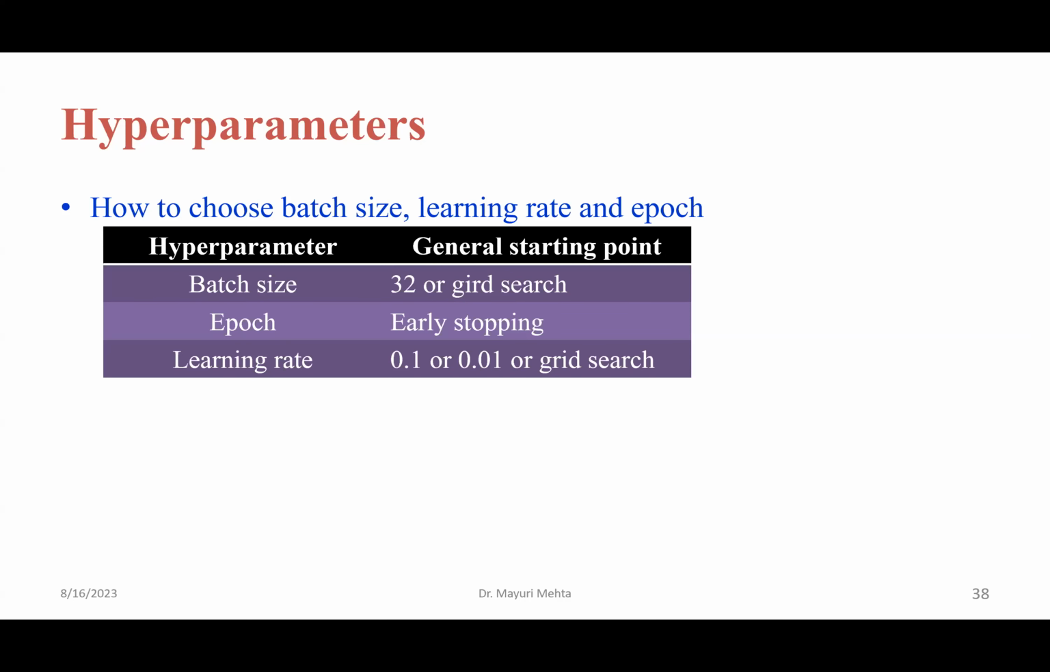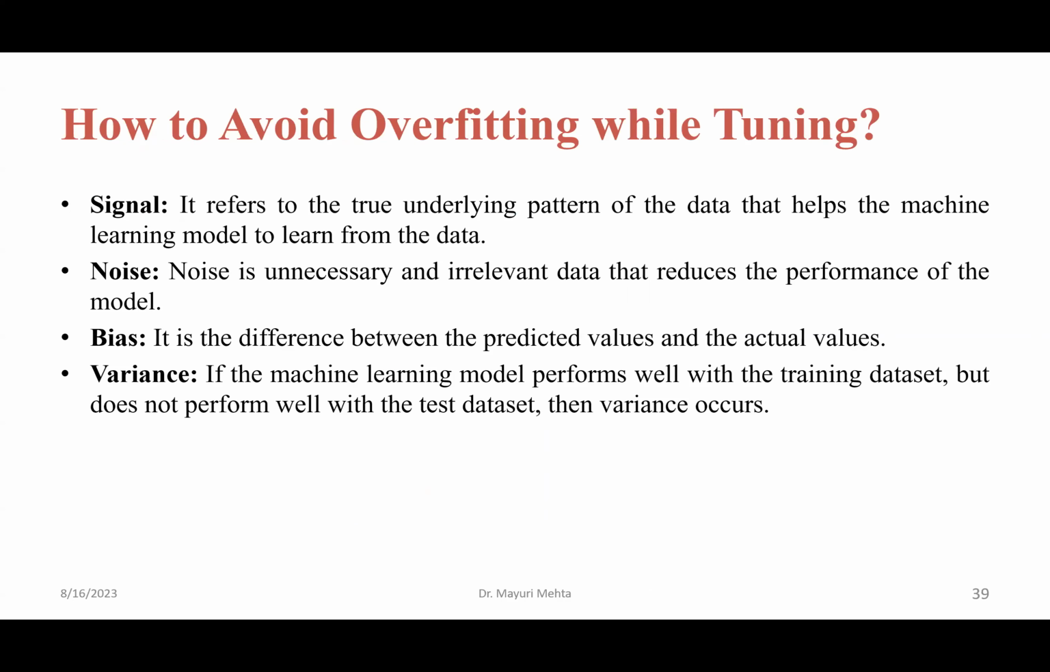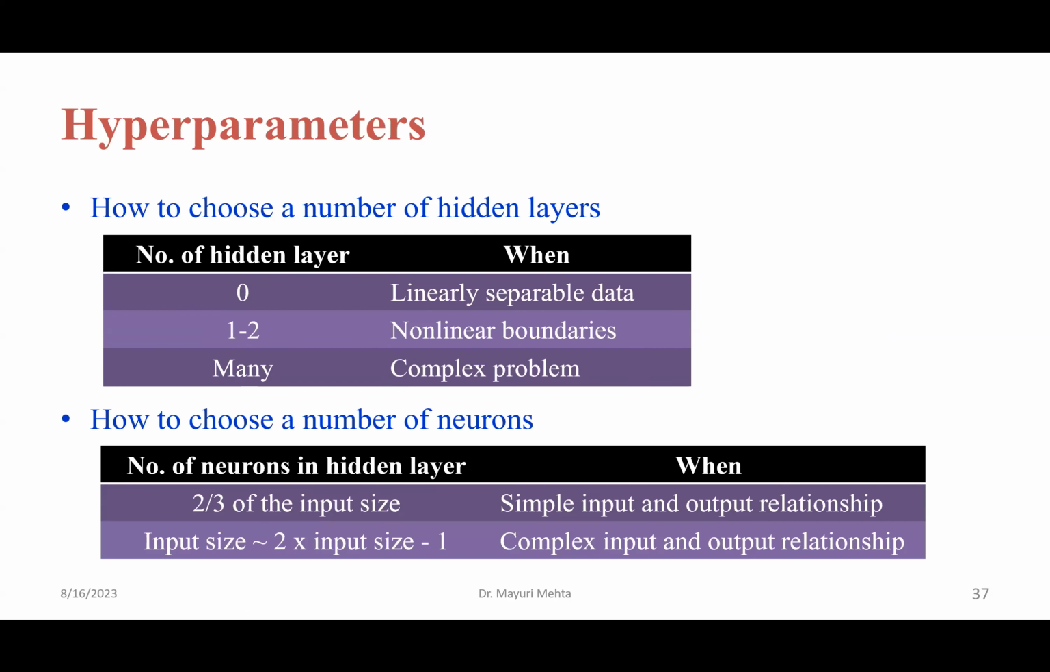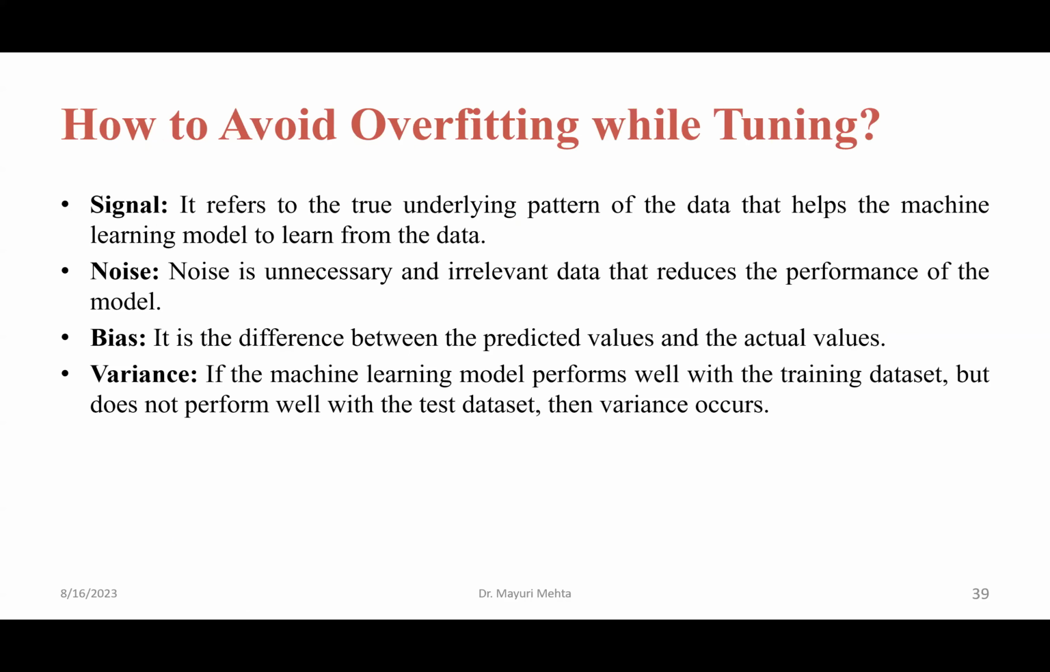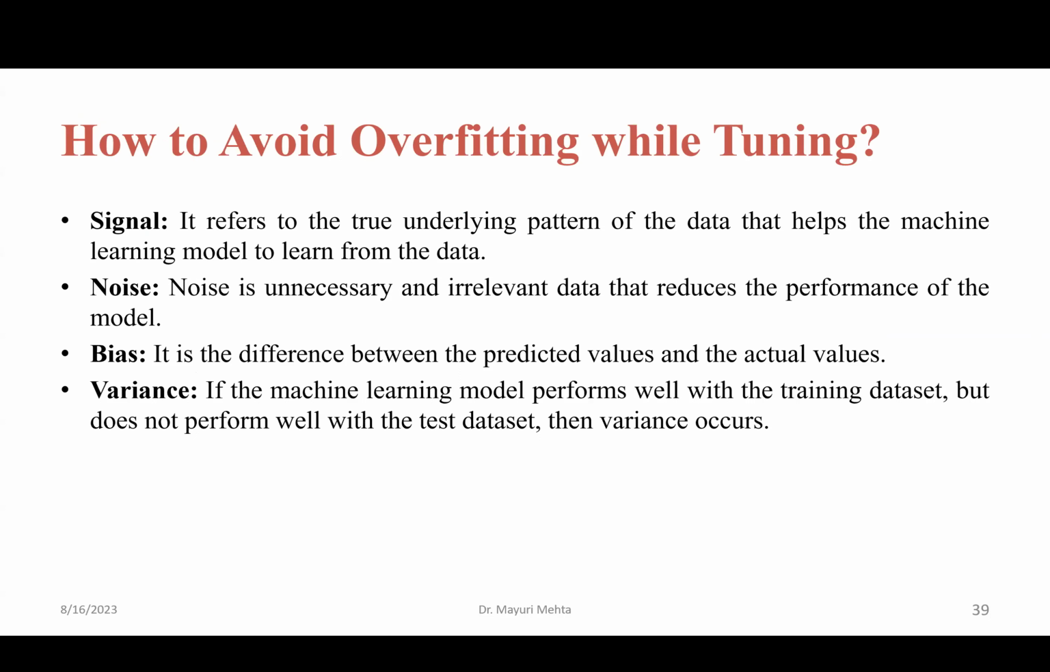Okay, now let's see the next topic. Overfitting is next, because we saw that when we increase the number of hidden layers, we also increase the number of neurons, and they may lead to overfitting. So let us see what overfitting is and how we can avoid it. Before we discuss overfitting, let us understand these 4 terms which are related to it.